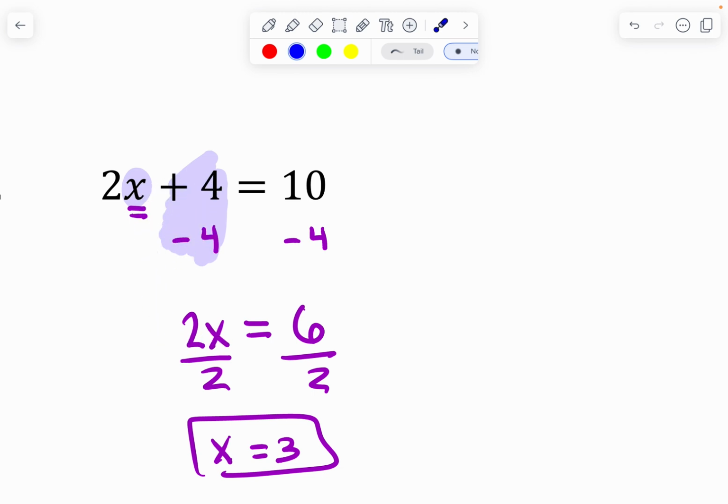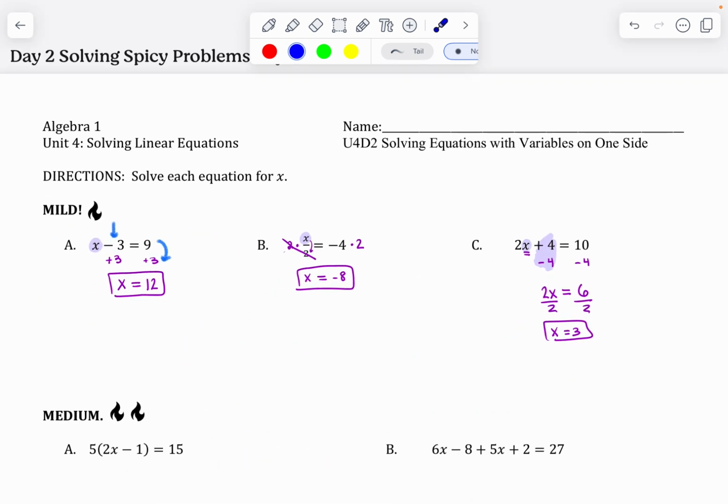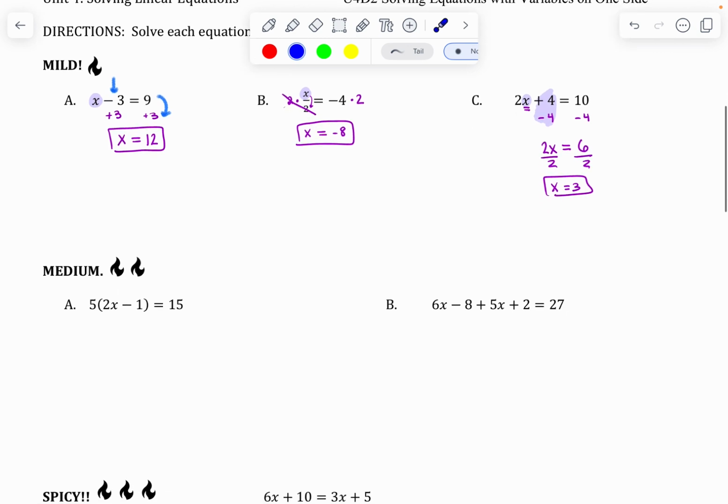Then we get to this easy problem where x is just by itself with 2. Divide it out, and you're done. So all of those problems are going to look the same here. And I know you're thinking it doesn't look the same, and you're right, they don't look the same, but they will be the same, I promise.